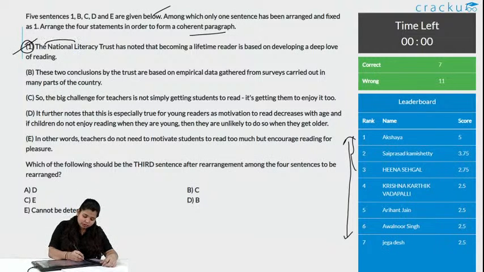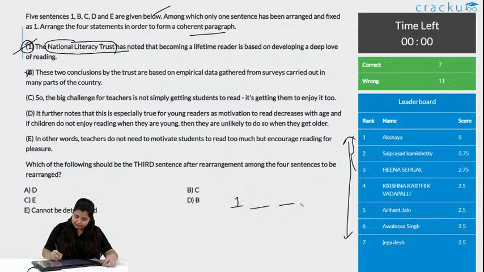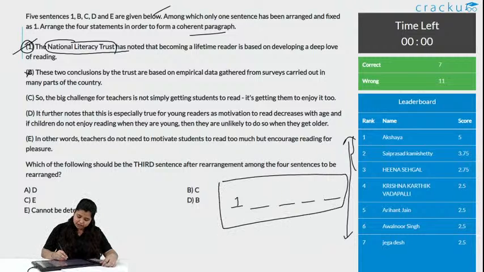So, here we have the noun that this is saying. Can we find a pronoun for this? Let us see these 2 conclusions. The first sentence is not talking about any conclusion, so obviously, it is not B. Let us say 1 we have fixed, and we need to fill the other blanks. As soon as we fill this blank, we will get the answer. So, 2 conclusions, there is no conclusion in the first sentence, so not B.